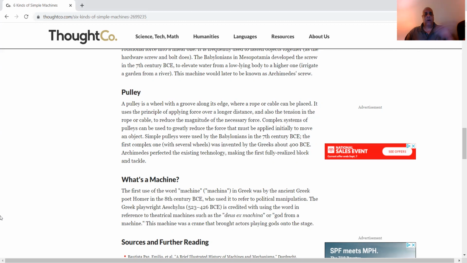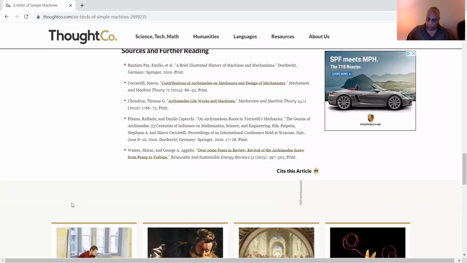Now, overall, we must ask, what's a machine? The first use of the word machine, or machina in Greek, was by the ancient Greek poet Homer in the 8th century BC, who used it to refer to political manipulation. The Greek playwright Aeschylus is credited with using the word in reference to theatrical machines such as the Deus ex Machina, or God from a machine. The machine was a crane that brought actors playing gods onto a stage.